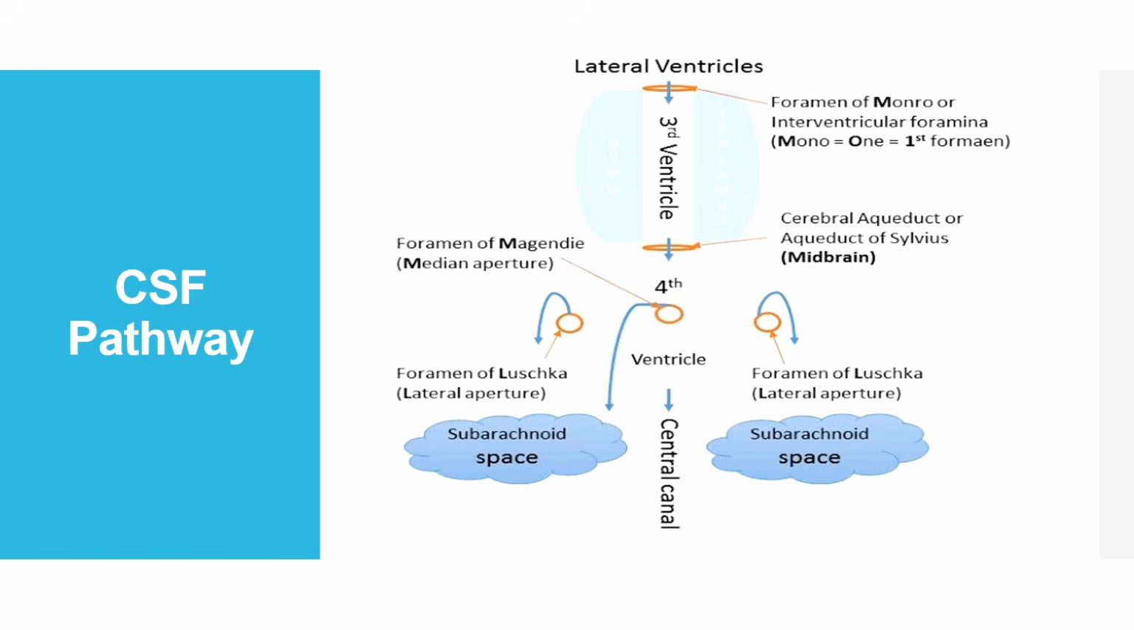So, the CSF pathway. CSF is produced in the choroid plexus of the brain. From the choroid plexus, the CSF is transported into the lateral ventricle. From the lateral ventricle, it is transported into the third ventricle through a narrow channel known as the foramen of Monro. From the third ventricle, the flow is to the fourth ventricle through the channel cerebral aqueduct. From the fourth ventricle, it is transported into the central canal, the subarachnoid space, the spinal canal. Here the channels are the foramen of Magendie and foramen of Luschka. So this is the CSF pathway.